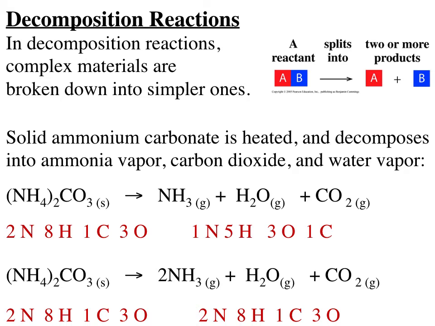What I show below there is the trial and error balancing of that equation. I see that I need to have 2 N's on the left and the right, so I put a 2 in front of the ammonia. And when I count everything up, I note that again I have a balanced equation after performing that simple stoichiometric addition of a coefficient of 2 in front of the ammonia.